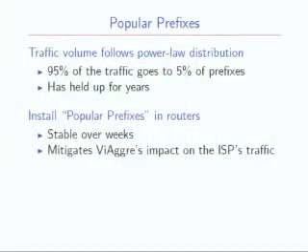The load answer is slightly tricky. As it turns out, traffic on the internet follows a power law distribution. That is, 95% of traffic is destined to 5% of the prefixes. Hence, we propose that these popular prefixes should be loaded into the forwarding table of every router. This will ensure that a majority of traffic follows direct paths, and a small fraction of traffic takes this detour. And so this substantially reduces the impact of ViAggre on the ISP's network.